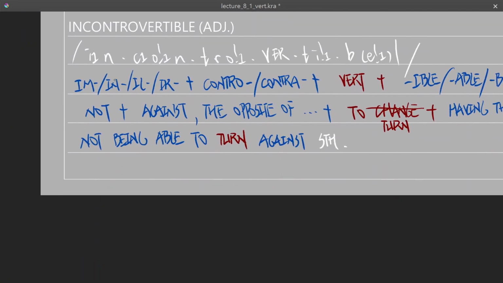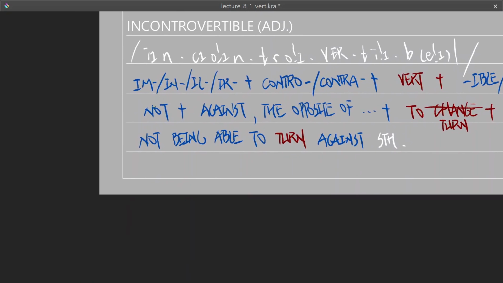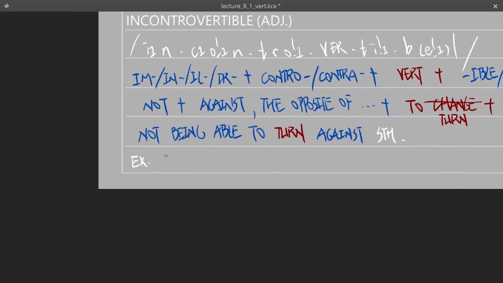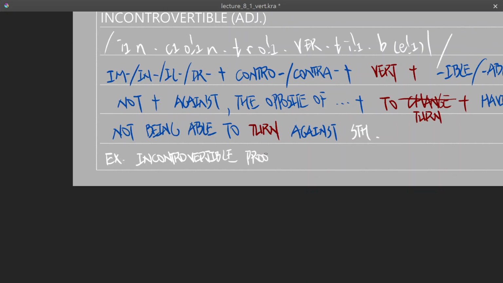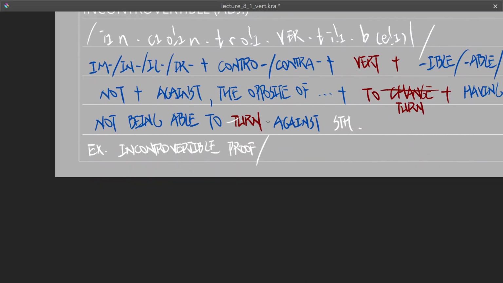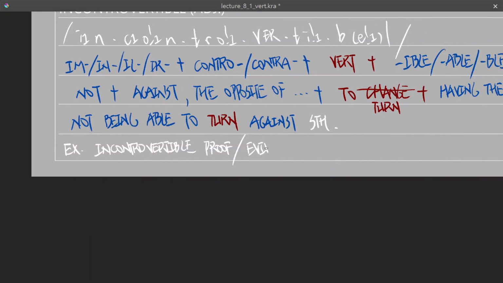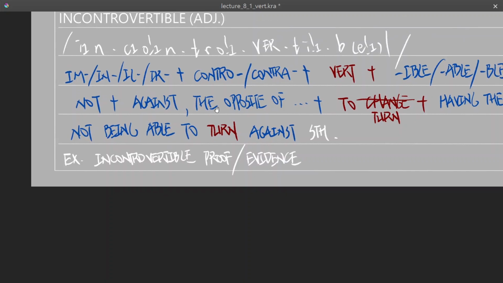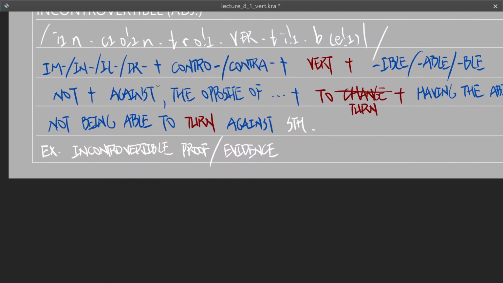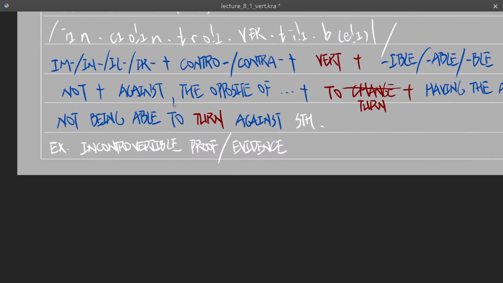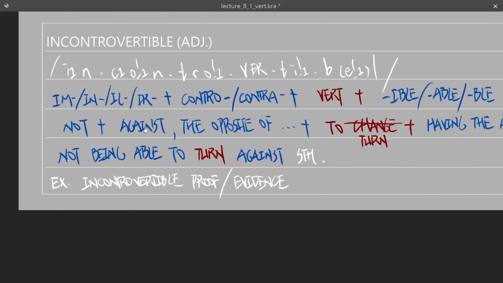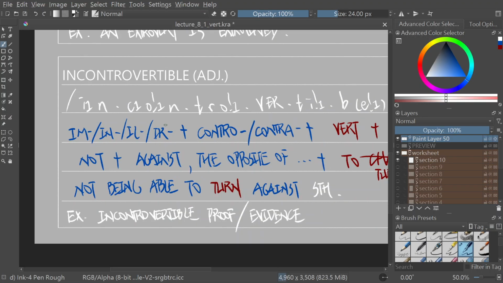So something that is incontrovertible, for example, incontrovertible proof, or incontrovertible evidence. This evidence, the proof or fact, is something you are not able to turn against. The truth is truth, it cannot be turned against. All right.